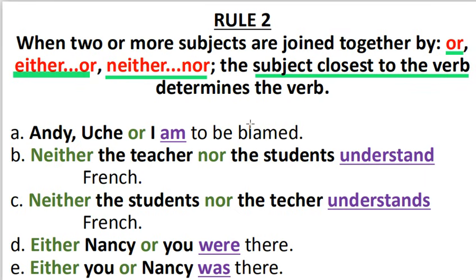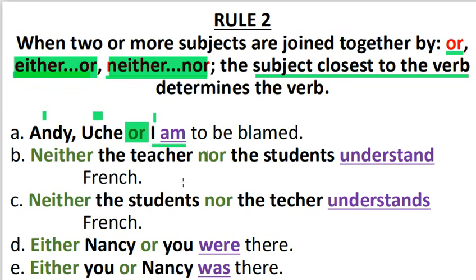Just look out for these coordinating conjunctions: either or, neither nor. Whenever you come across these conjunctions, take note of the subject that is closer to the verb. Let's see example A. Andy, Uche, or I am to be blamed. We have three subjects, Andy, Uche, I, joined together by or, but I is the closest to the verb. That is why we have am, because the verb has to agree with I, which is closest to it.